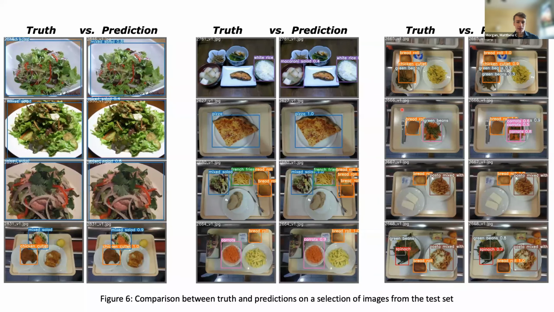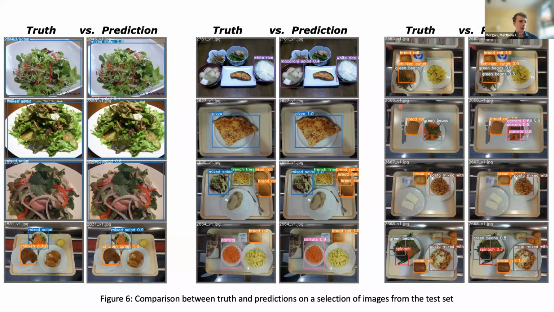Now I have a few more slides left. This is an example of what our model can detect, and this is from the test set that was held out. So these are images the model had never seen before training. And overall, the model does well.